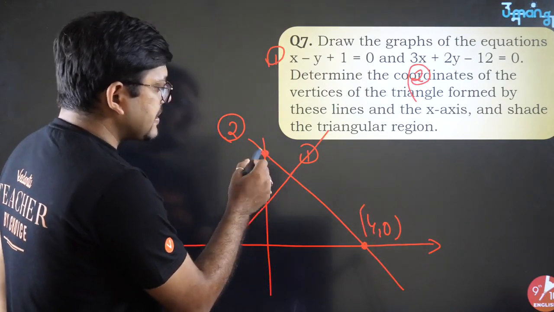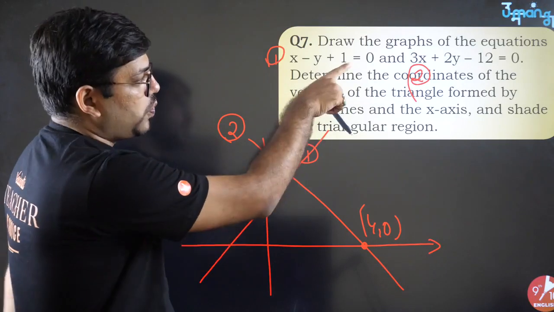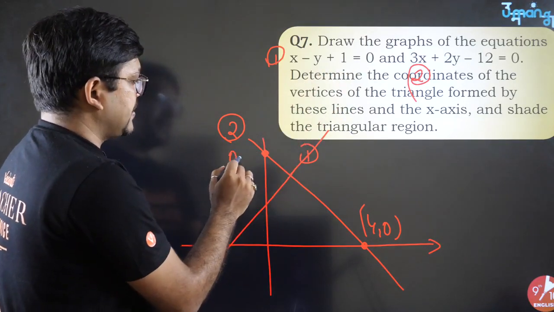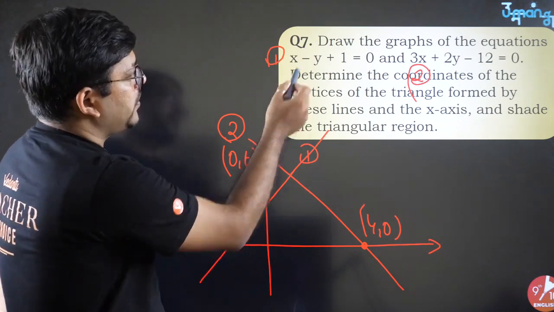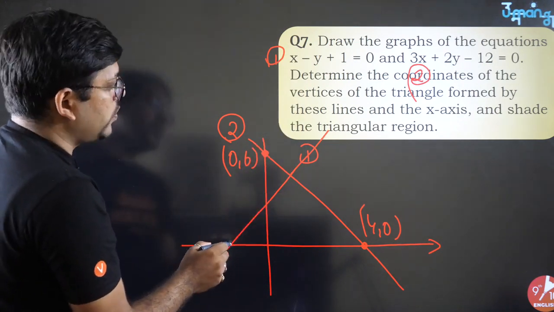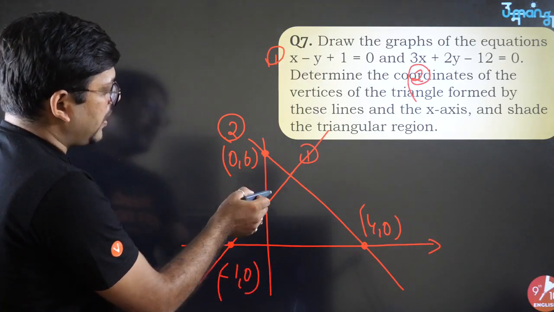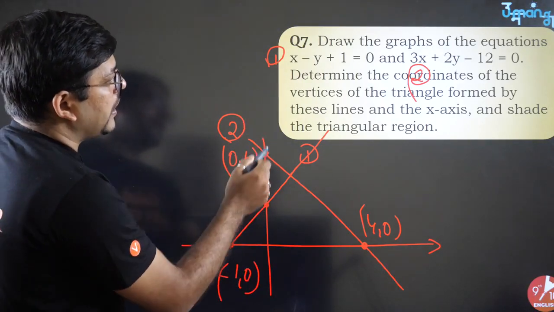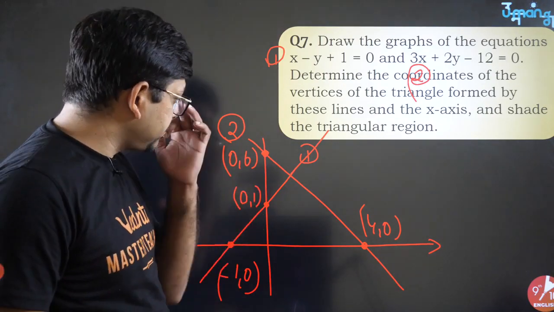Similarly, where is it intersecting the y-axis? That you will get by putting x equals 0. Once you put x equals 0, y will be 6, so (0, 6). Similarly here as well. In the first one, if you put y equals 0, you will get x equals -1, so (-1, 0). And if you put x equals 0, you will get y equals 1, so (0, 1).